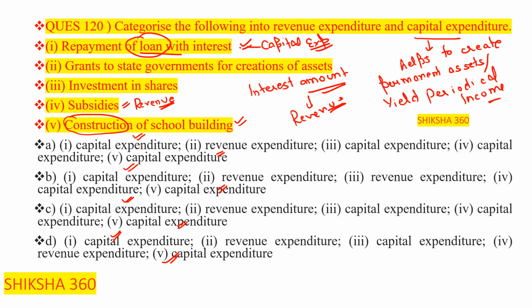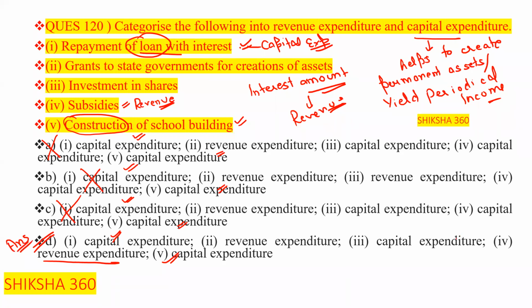In option A, the fourth one is capital expenditure, so this one is not our answer. In option B also this is capital expenditure, so this one is not our answer. In option C, the fourth one is also capital expenditure, so this one is not our answer. So option D is the answer, because the fourth one is the revenue expenditure.